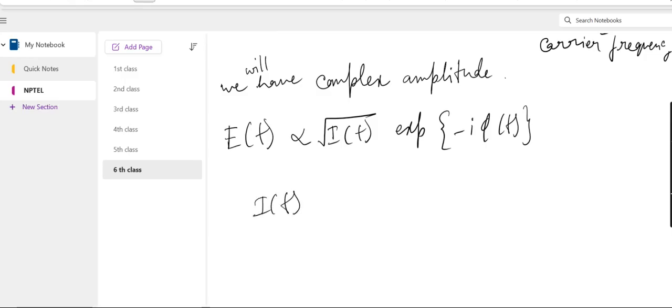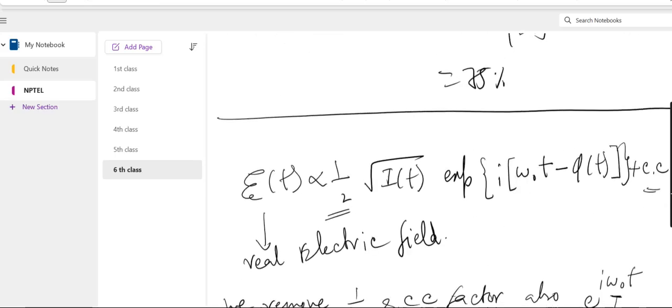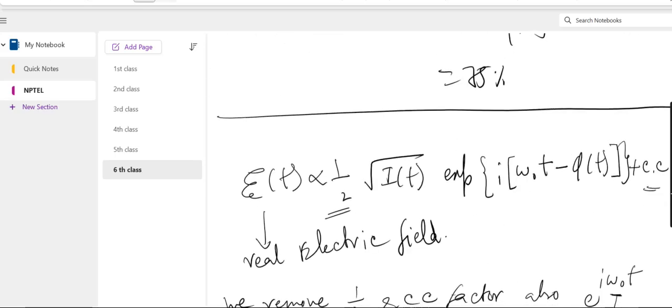So I(t) is actually the intensity in the temporal domain, and phi(t) is the temporal phase. These things are all in the temporal domain.